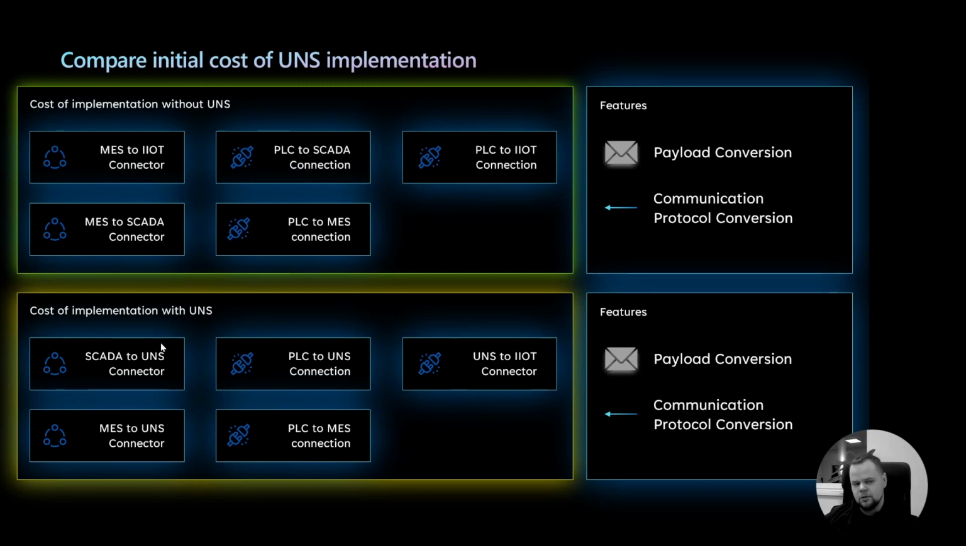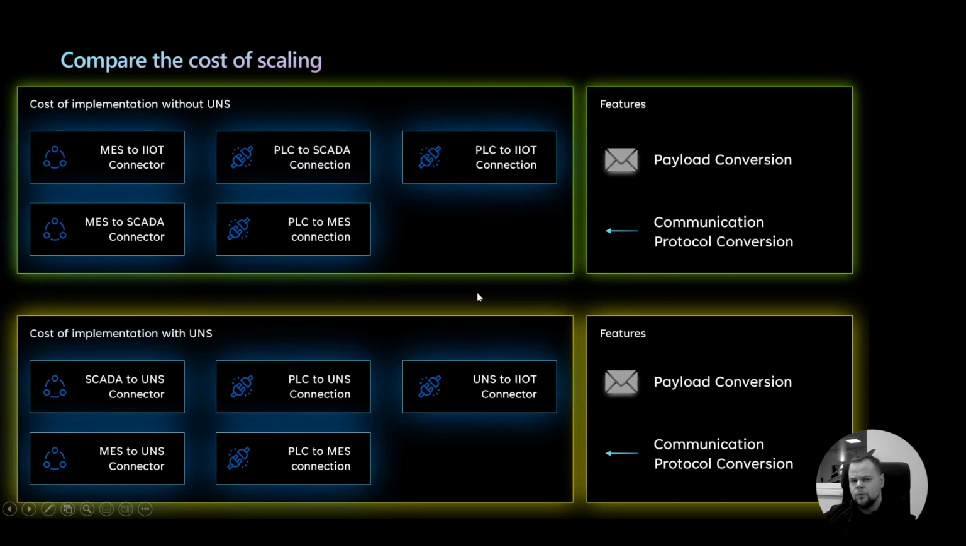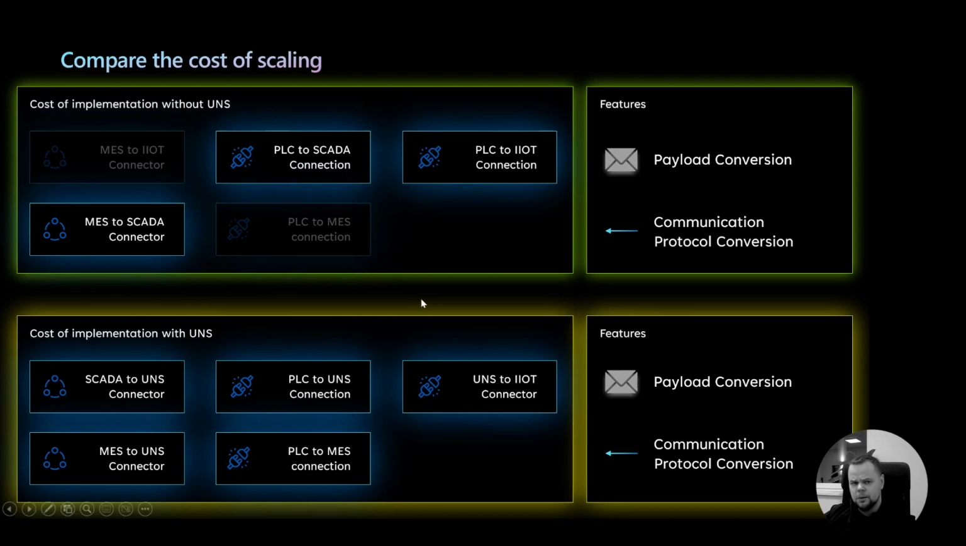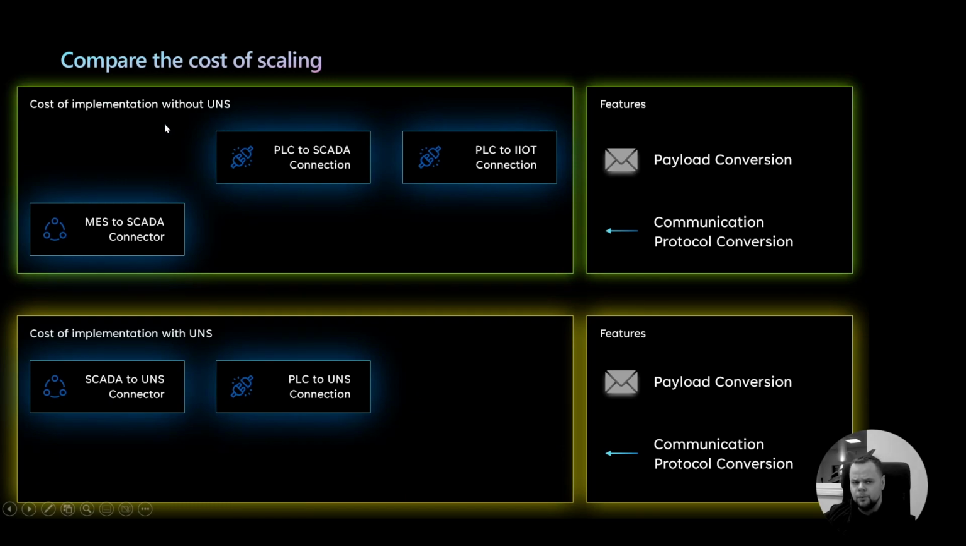And the initial cost of implementation is the same or even bigger for UNS for the plant. The cost of scaling, though, is a bit different between UNS and non-UNS. So if we remove the things that don't need to be implemented, we'll end up with this picture: without UNS, you need to implement the MES to SCADA connector. And you also need to implement the PLC to SCADA connection because, again, those are different, and the PLC to IoT platform connector. With UNS, you only need to implement the SCADA to UNS connection because the rest will be the same, and you just need to implement also the PLC to UNS connection, this protocol conversion that needs to happen with the PLCs that are not supported natively by the unified namespace that you want to introduce protocol-wise.